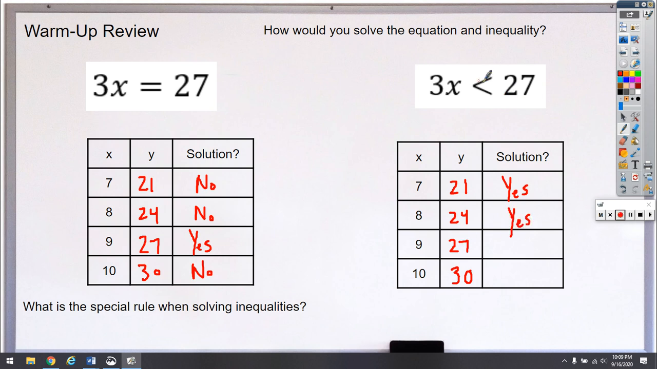Is 27 going to be less than itself, 27? Since it's not equal, this one we have to say no on this, okay? And then 30, is 30 less than 27? Again, the answer is no.